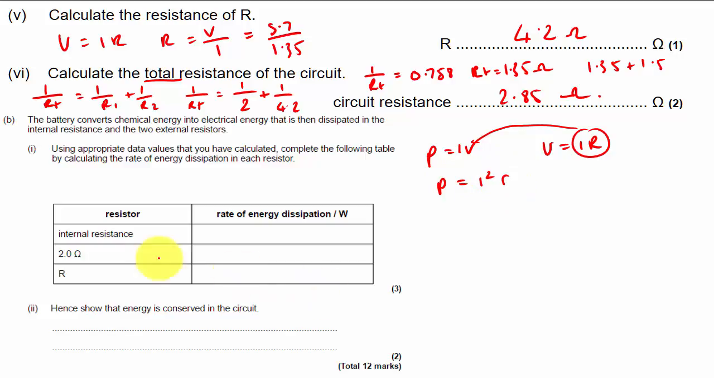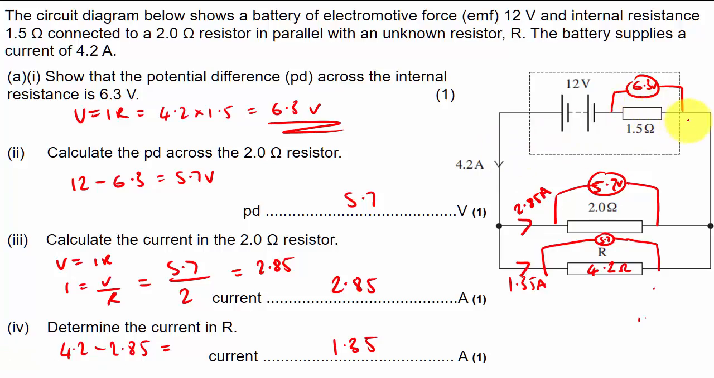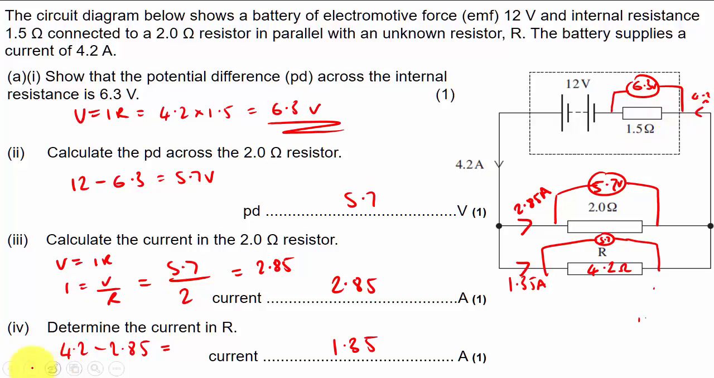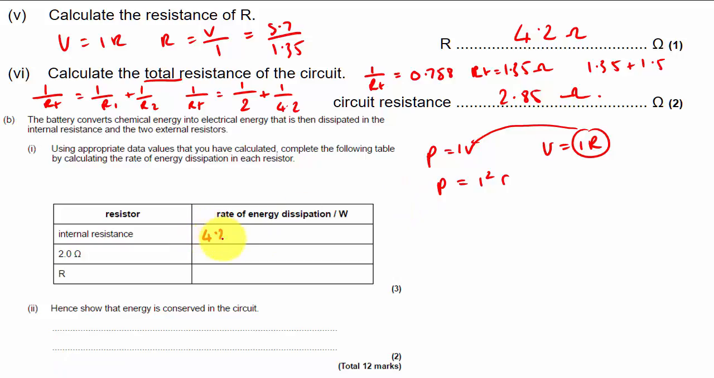So if you do I squared R for each of these, let's go back. The internal resistance has a current flowing through it, as we did before, and I didn't put it on, but it's 4.2 amps. It's got a resistance of 1.5. So the energy dissipated across it is going to be 4.2 squared, which is I squared, times 1.5. And that comes out as 26.5 watts. Units are already in the table, so I don't need to put them in.